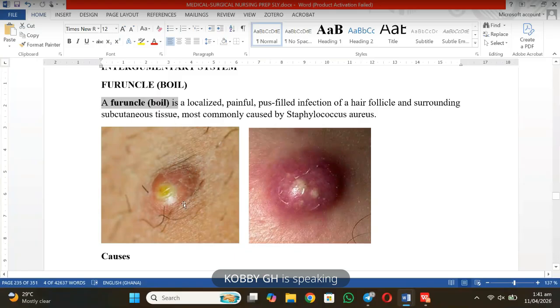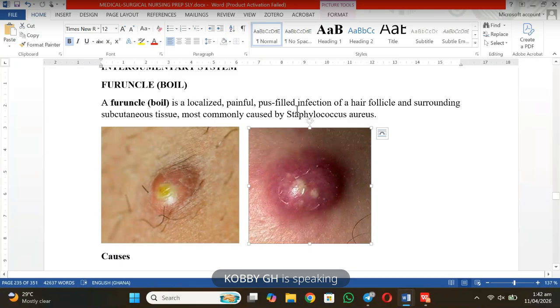Okay, now pay attention to this. You see here, we have a single boil, a single collection of pus in a subcutaneous tissue. Here you see it's just a single one. We call this one a furuncle. If you come over here, the same thing. It's just a single collection. This one is a furuncle, and it is an indication that infections have accumulated. Is that okay? Great. And this is what we call a furuncle.